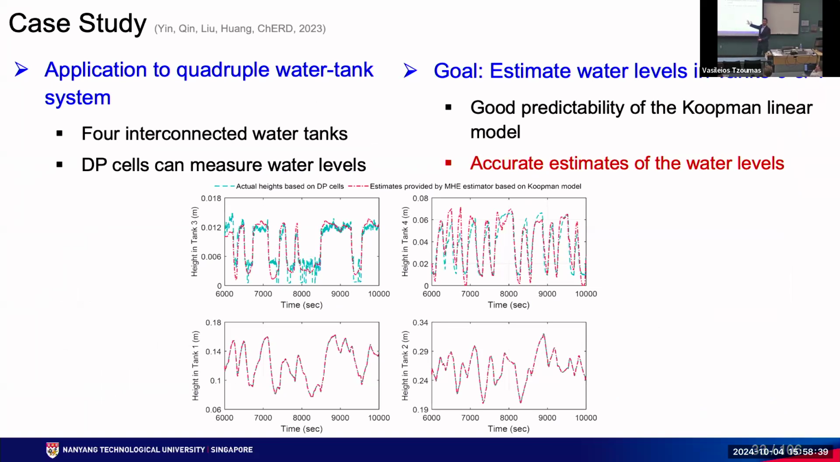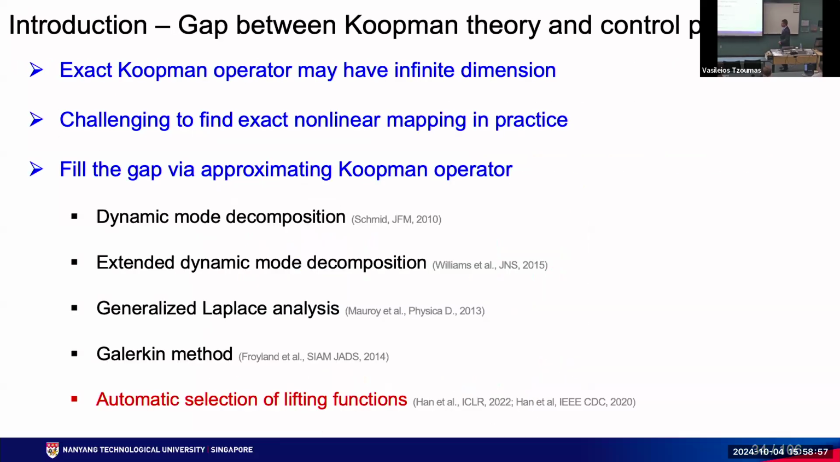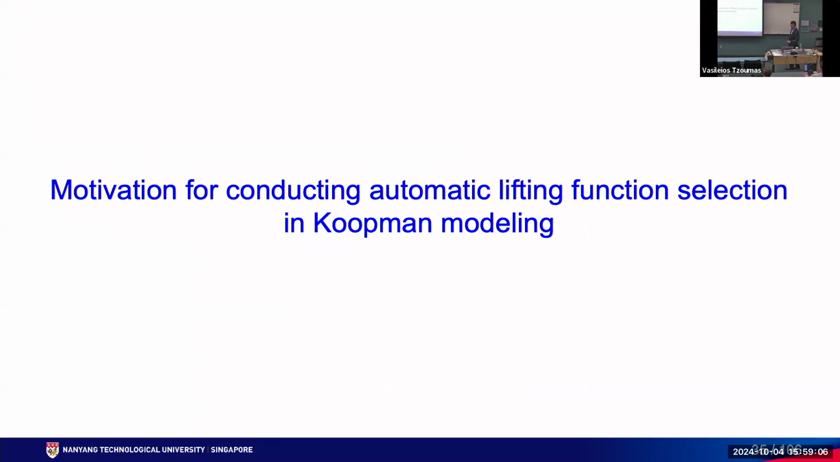Here I would like to emphasize, for all the 4 system states, in terms of water levels in the 4 tanks, we can measure online for sure. But we just use 2 of them as the feedback information to the state estimator, and we reconstruct all the 4 system states only to test the performance of the whole algorithm. Okay, so far it looks so good, but we are still motivated to work on automatic selection of the lifting functions, the g function. I will explain why.